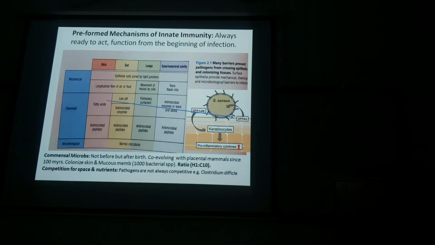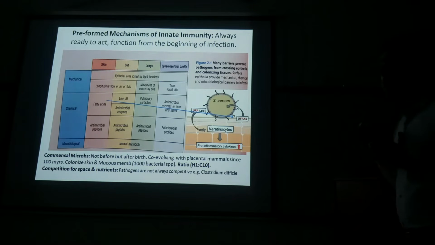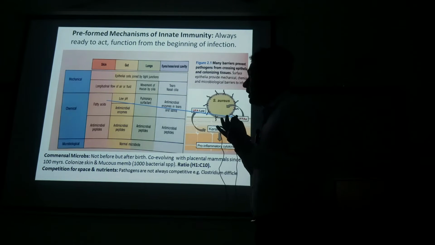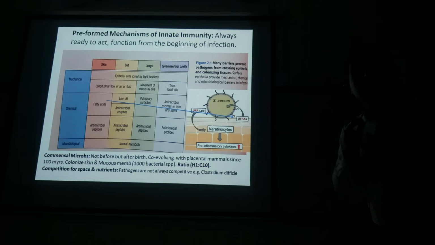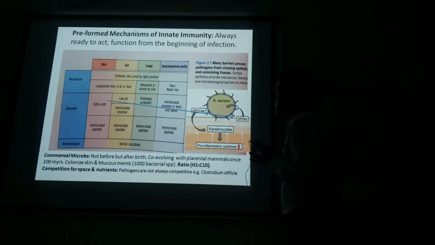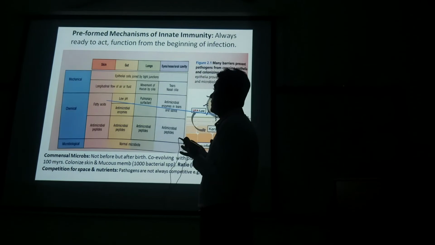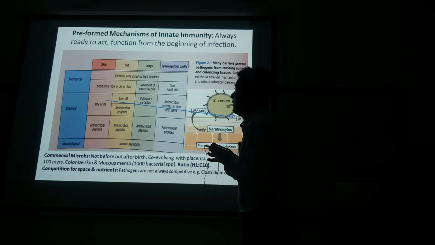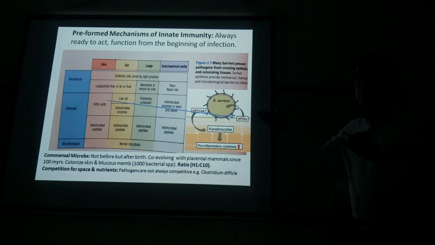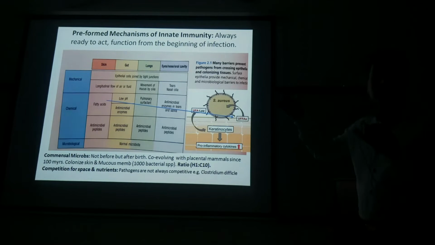For instance, the protection can be mechanical in some cases. In some cases, the protection is chemical. In some cases, it can be microbiological. Microbes are protecting your body from the dirty microbes, from the bad microbes. So, for instance, if you look at the skin, it is protecting your body from entry of the pathogens in so many different ways.